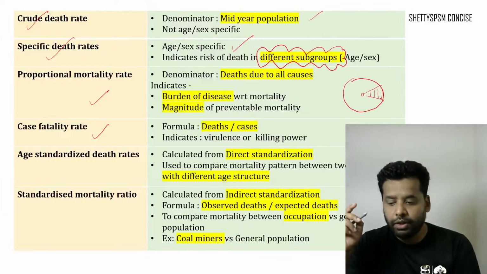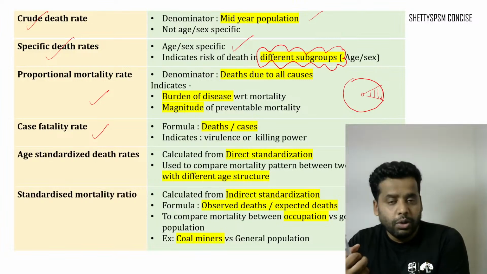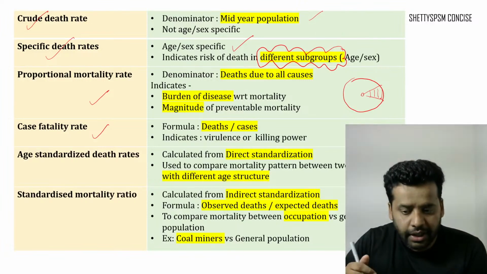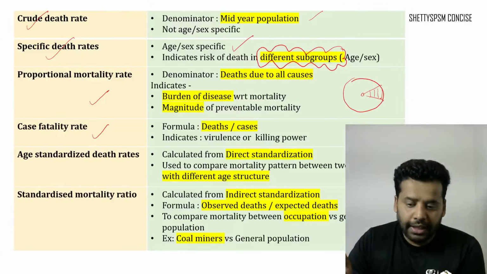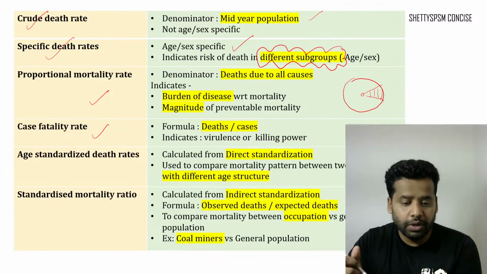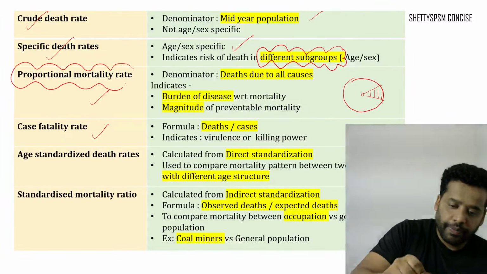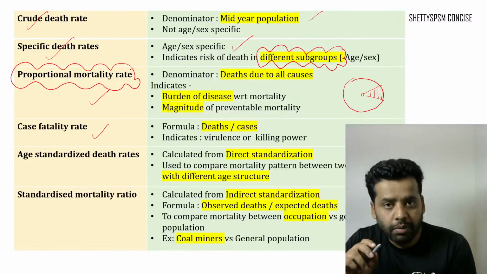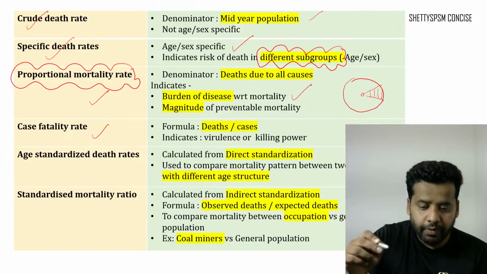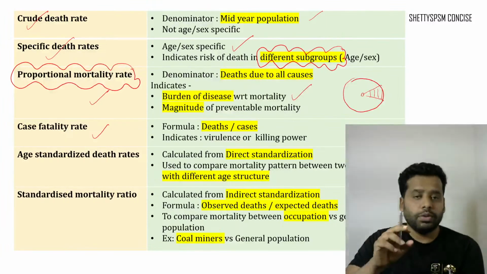If they ask what is the denominator of proportional mortality rate, what is your answer? Tell me. Very good. It is total deaths. In that, how much will TB contribute? So it will indicate the contribution of a disease in total mortality. That is what they are telling. It is the burden of disease with respect to mortality, because the denominator is total deaths.